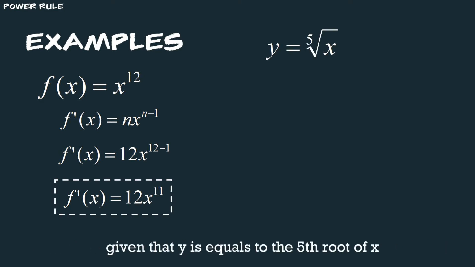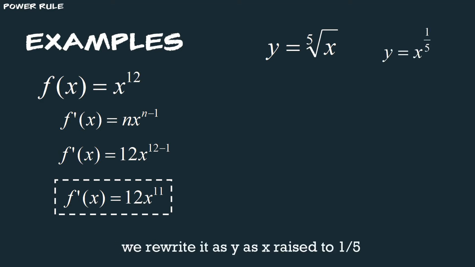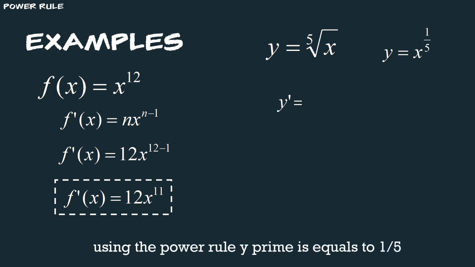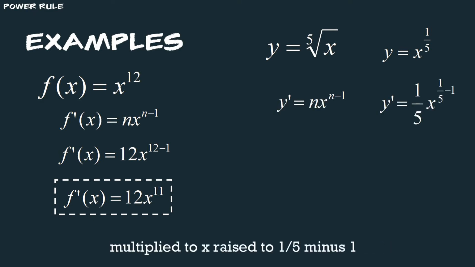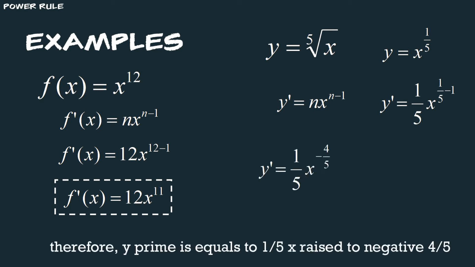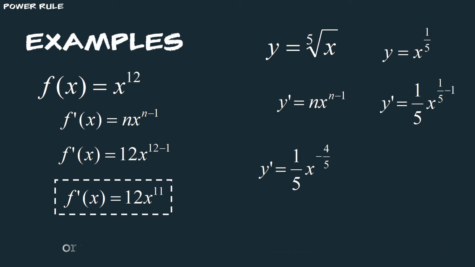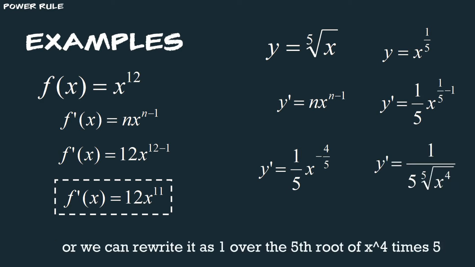Given that y is equal to the fifth root of x, we will write it as y is equal to x raised to 1/5. Using the power rule, y prime is equal to 1/5 multiplied to x raised to 1/5 minus 1. Therefore, y prime is equal to 1/5 x raised to negative 4 over 5, or we can rewrite it as 1 over the fifth root of x raised to 4.